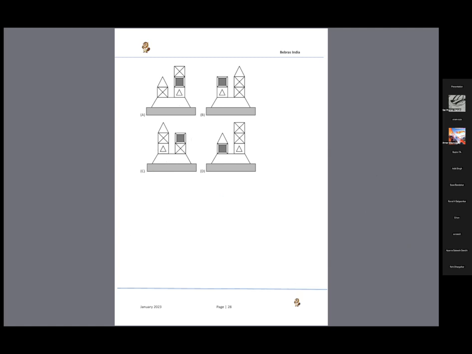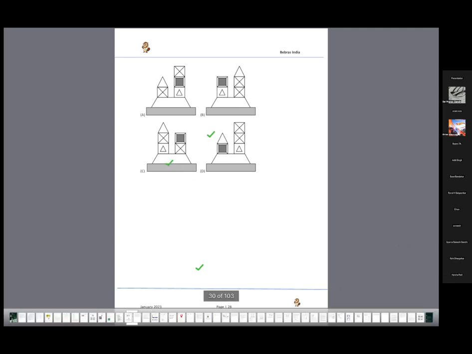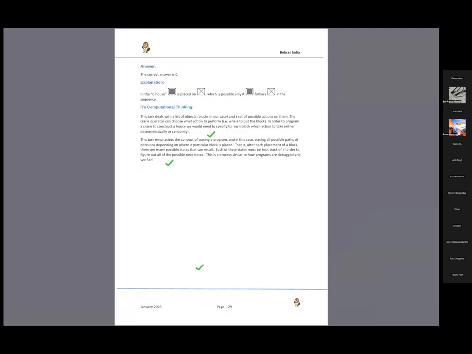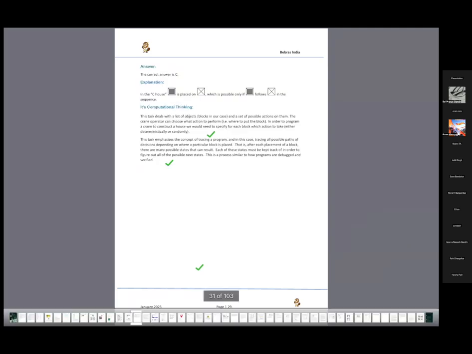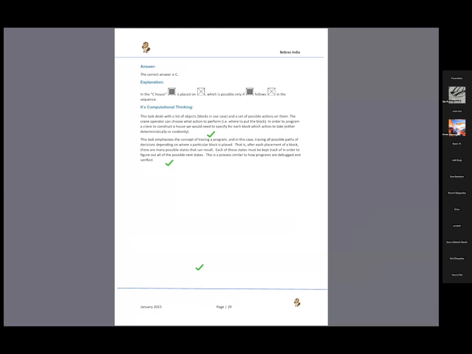Anybody have any doubts? No, Sai. Okay, then we'll move on to the next sum.